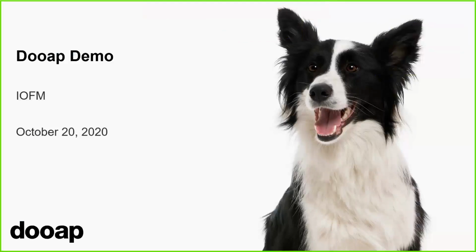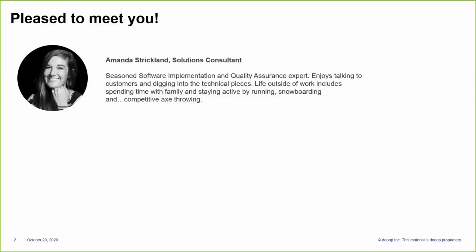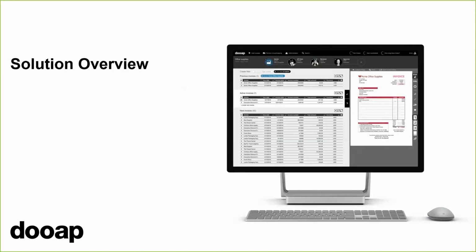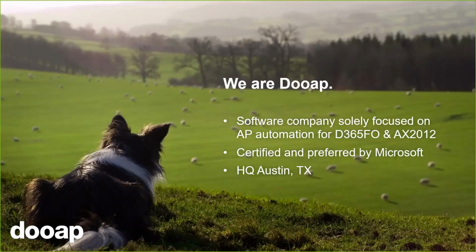So I'm with Dooap, and this is me, Solutions Consultant. I've been with the company about a year and a half now. Today we're going to go over a solution overview, the demo, a little bit about our onboarding, and then a Q&A session. So with our overview, we're Dooap. We're a software company solely focused on AP automation for D365 and AX 2012. We're certified by Microsoft and we're headquartered in Austin, Texas.